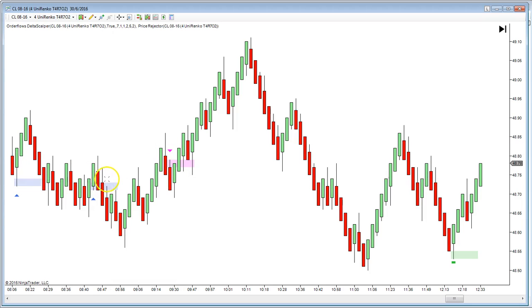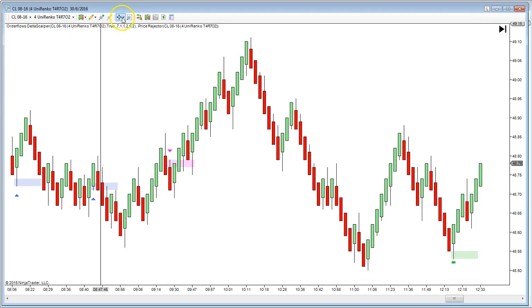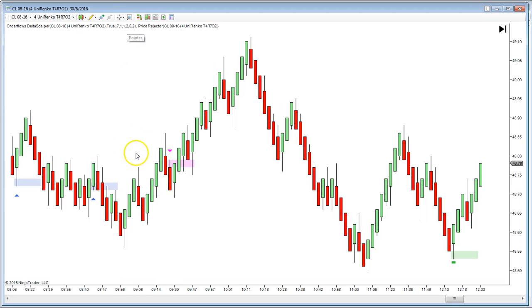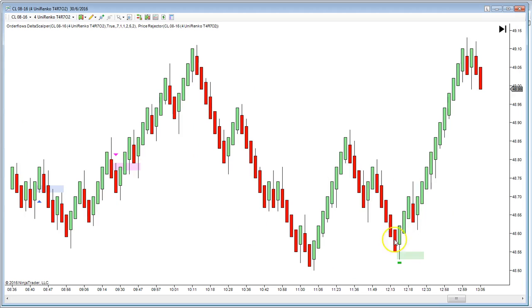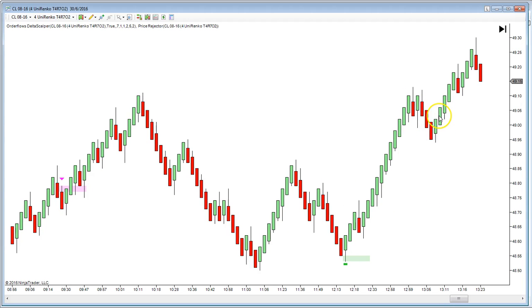So it's 4 losers in a row. 7 ticks times 4, that's 28 ticks. Well now you've got to buy here. This is the price rejector giving you a buy. We'll be very generous, make the math easy, 48.65, all the way up into here, 4900, 4905.